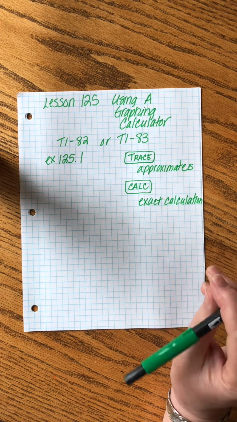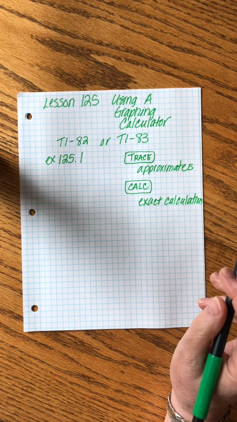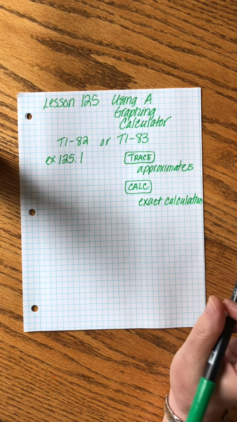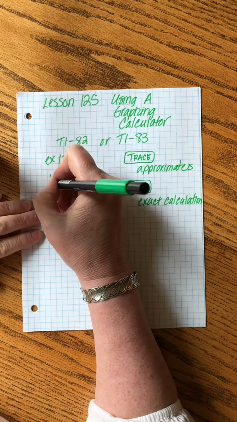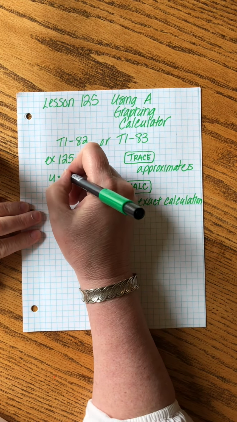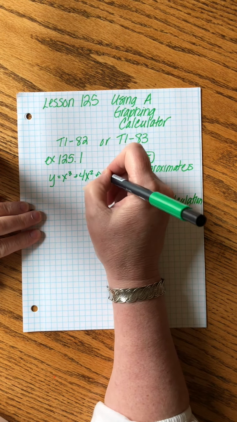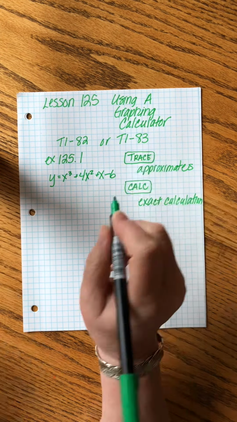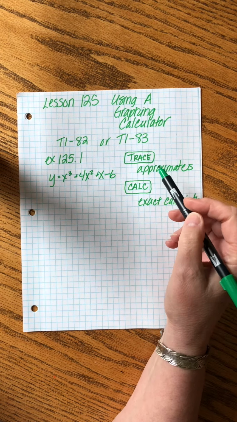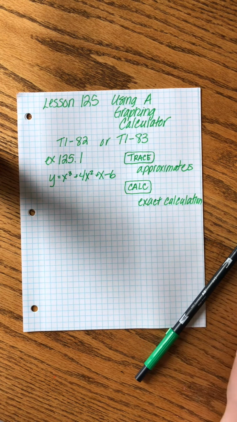And I will read you the first problem. Using a graphing calculator, graph the function, and it's the sort of thing we've been playing around with, x cubed plus 4x squared plus x minus 6. Use the trace key and the cursor to estimate the coordinates of the turning point.